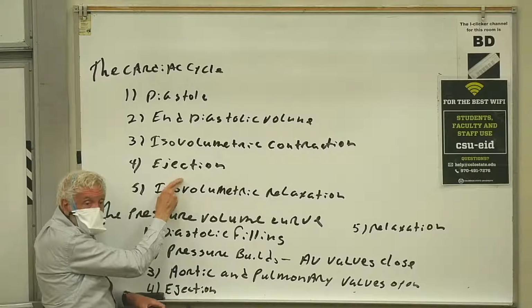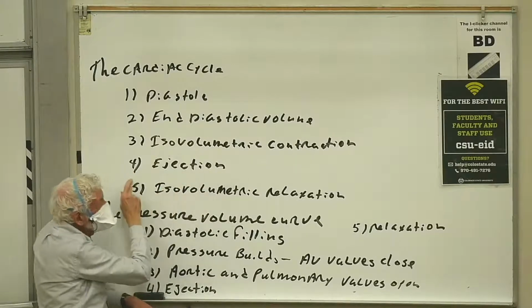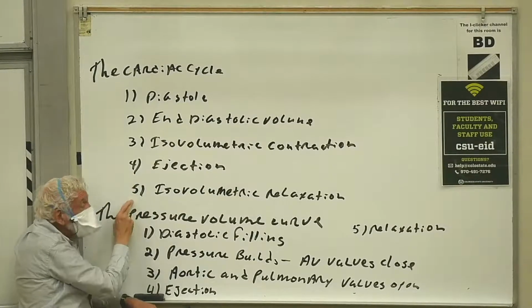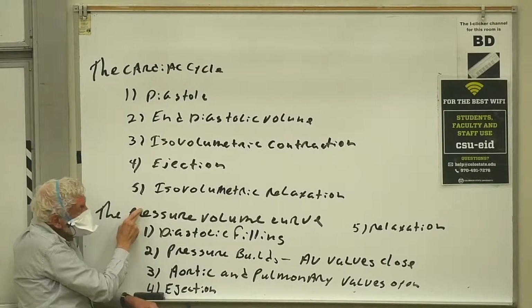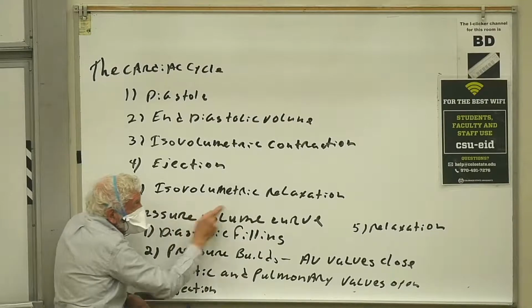And that means the blood will be ejected from the heart. So there'll be an ejection phase. And then we come to a very brief period. This is only about 20 or 30 milliseconds. And it's called isovolumetric relaxation.